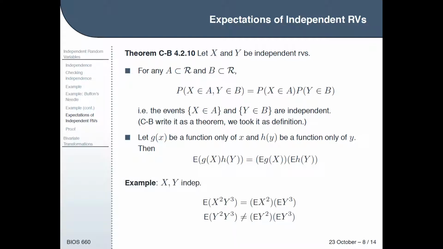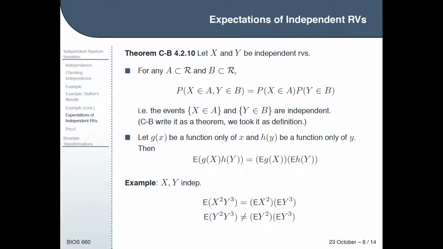For instance, if x and y are independent of one another, the expected value of x squared times y cubed is just the expected value of x squared times the expected value of y cubed. You can find the expected values for x and y independently and then just multiply them together. But that only works if they're independent.